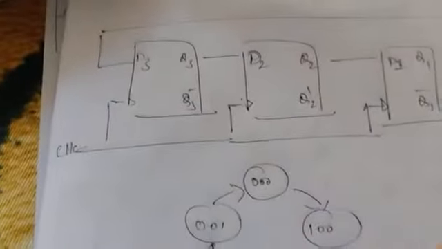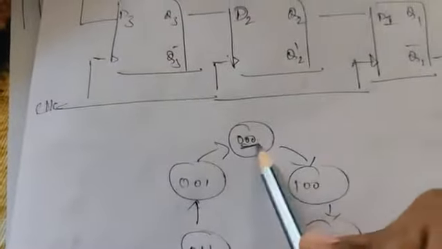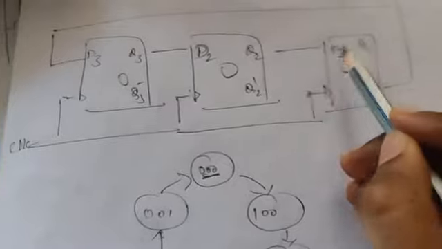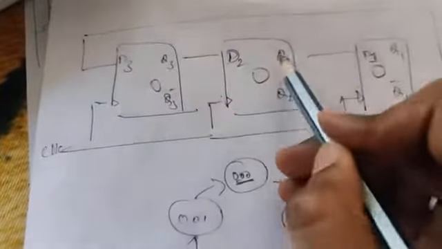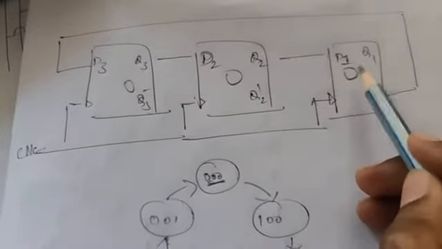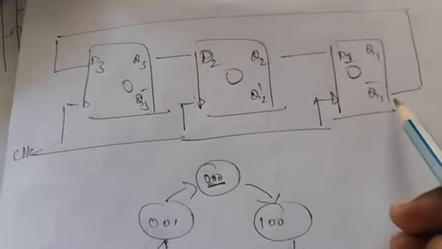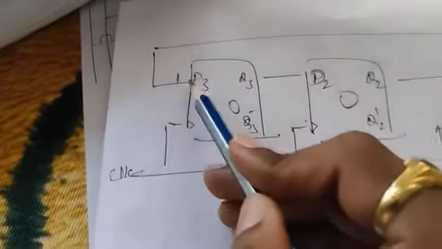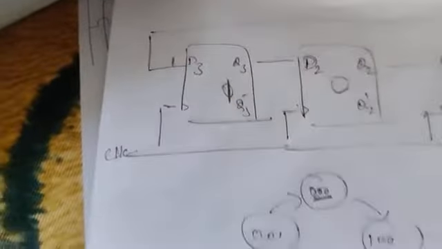Look at this, the same thing I have written. The first state, the initial state, will be 0, 0, 0. This is Q3, Q2, Q1. This is Q3 bar, Q2 bar, and Q1 bar. If Q1 is 0, what is Q1 bar? This will be 1. This 1 will be sent back to D3. So now D3 is 1.